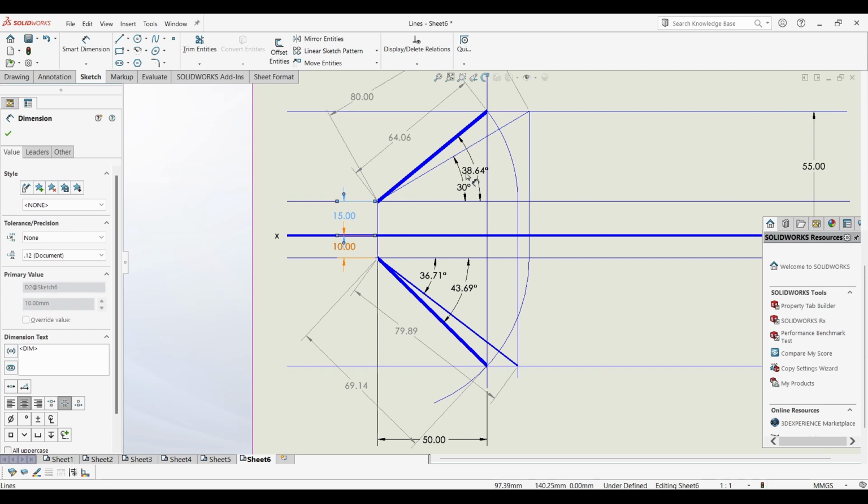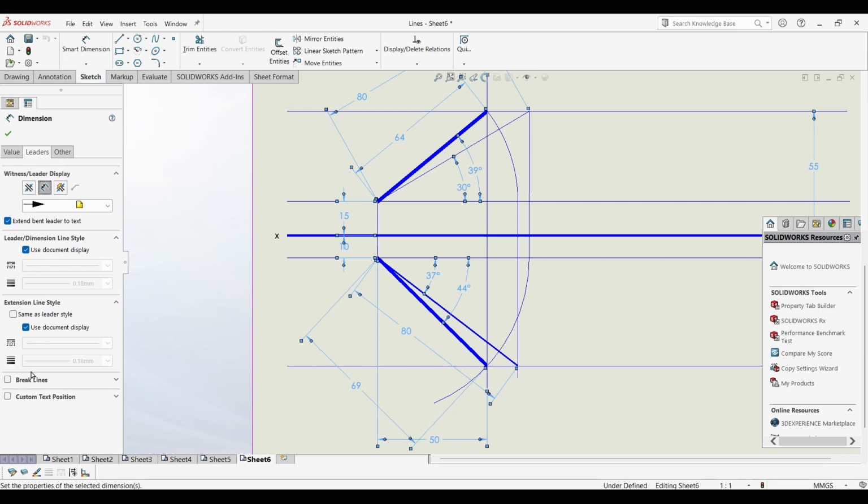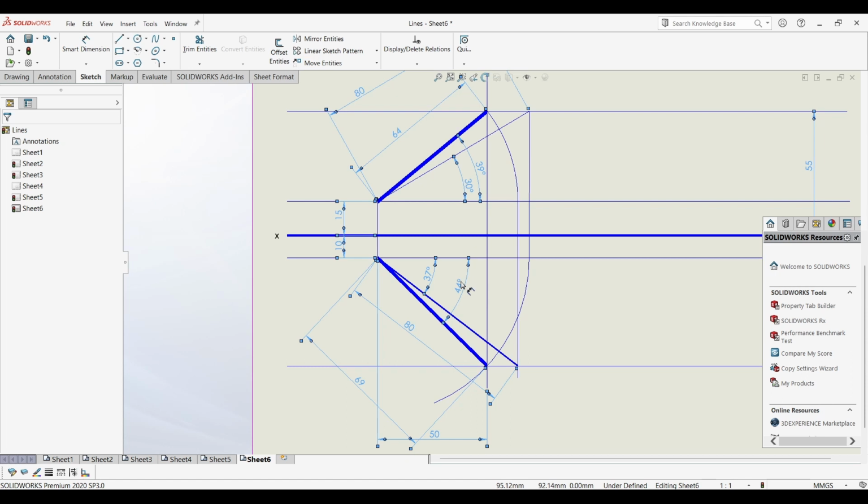Okay, fixing the leaders, we have putting everything as none, leaders as this one and this option. Okay, so we are done with this question. As you can see, theta is 30 degrees, beta is 30 theta, and phi is 37 degrees.